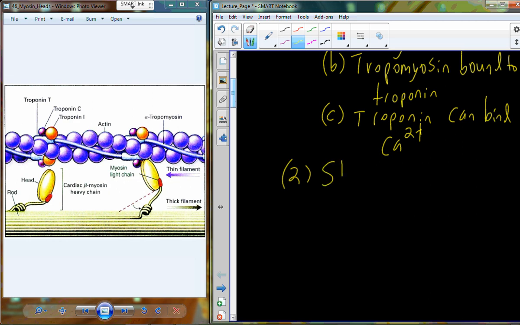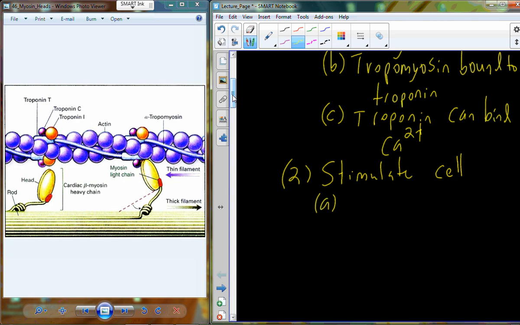Now, what happens if we stimulate a cell? So when we stimulate a cell, we have all of those things that happen. We have the signal that comes down the nerve and causes acetylcholine to release into the synapse. Acetylcholine binds to the acetylcholine receptor, which causes sodium to rush into the cell. That signal moves along the muscle cell down the T-tubules.